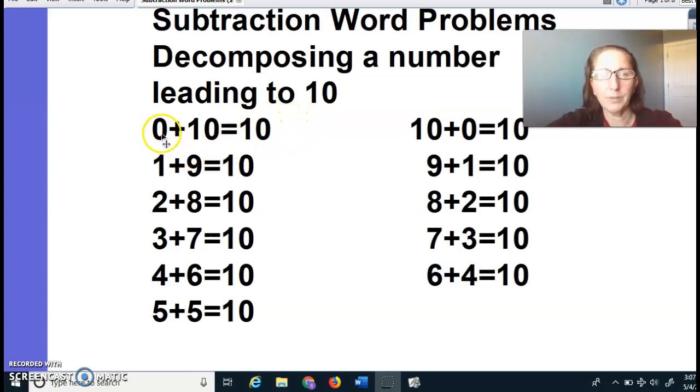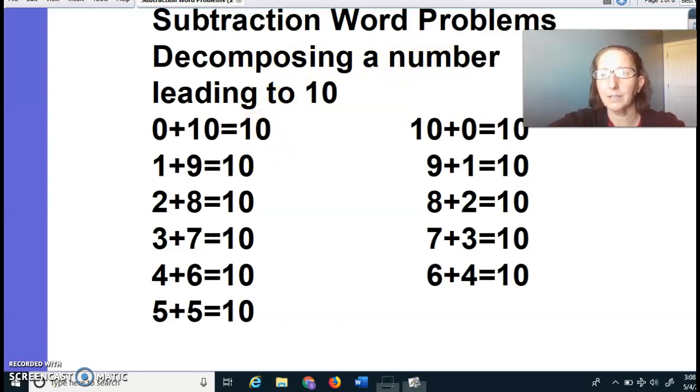So just a quick review, 0 plus 10 equals 10, 1 plus 9 equals 10, 2 plus 8 equals 10, 3 plus 7 equals 10, 4 plus 6 equals 10, 5 plus 5 equals 10, and these are your reversals. 10 plus 0 equals 10, 9 plus 1 equals 10, 8 plus 2 equals 10, 7 plus 3 equals 10, and 6 plus 4 equals 10. So we need to know these combinations in order to solve subtraction word problems. Now these are adding, but we're going to use what we know about combinations of 10 to decompose a number.